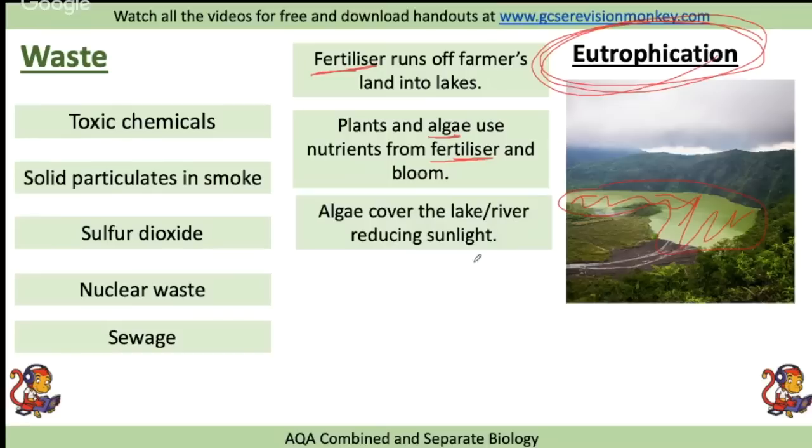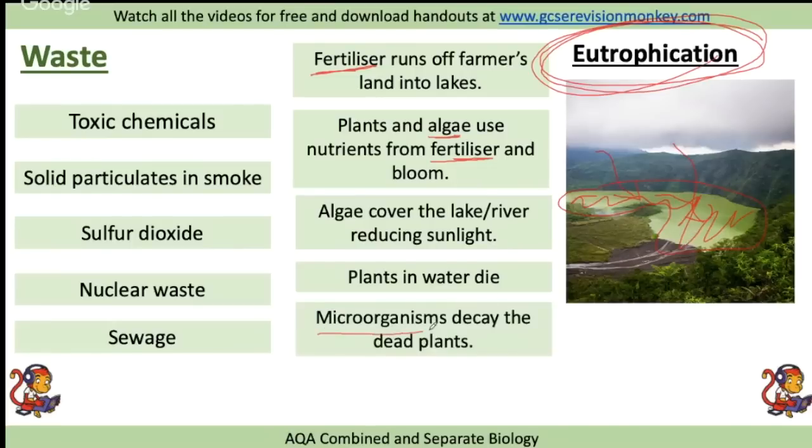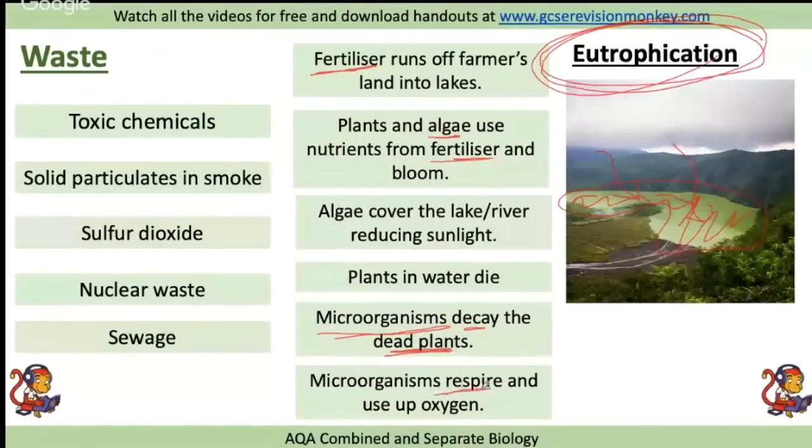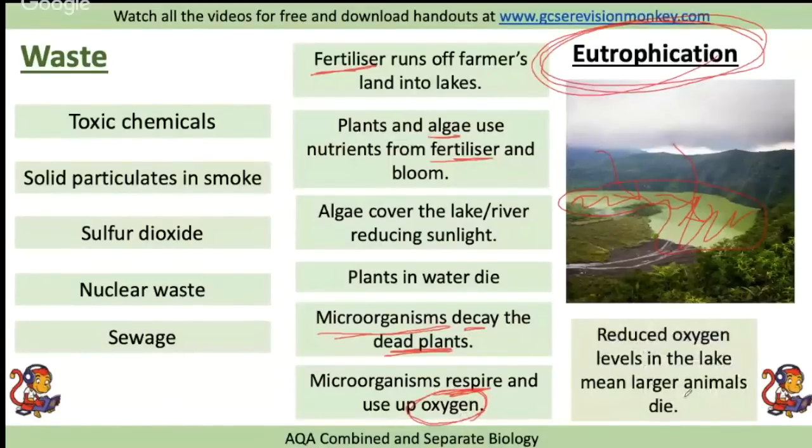When they cover the lake, this reduces the sunlight that can get in. And this means that the plants in the water die because they can't do photosynthesis anymore. Again, relating to microorganisms now, the microorganisms that are in the lake decay the dead plants. And the link that I made before, these microorganisms respire. And when they do that, they use up the oxygen in the lake. And this can cause lots of larger animals to die, like the larger fish and things will now die because the oxygen levels get so low.